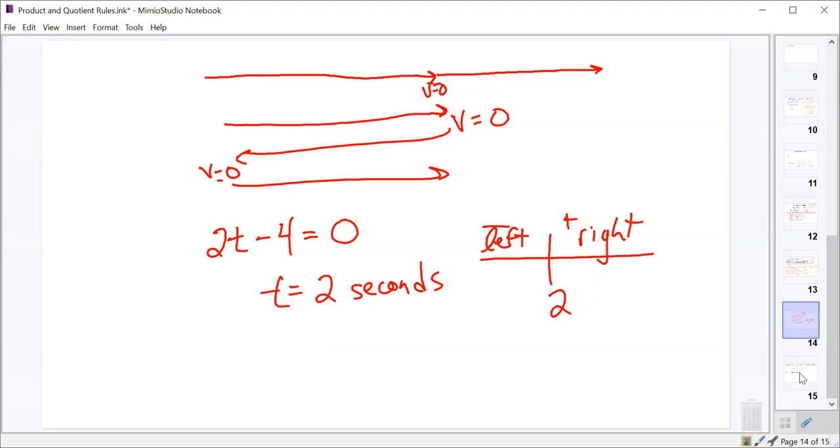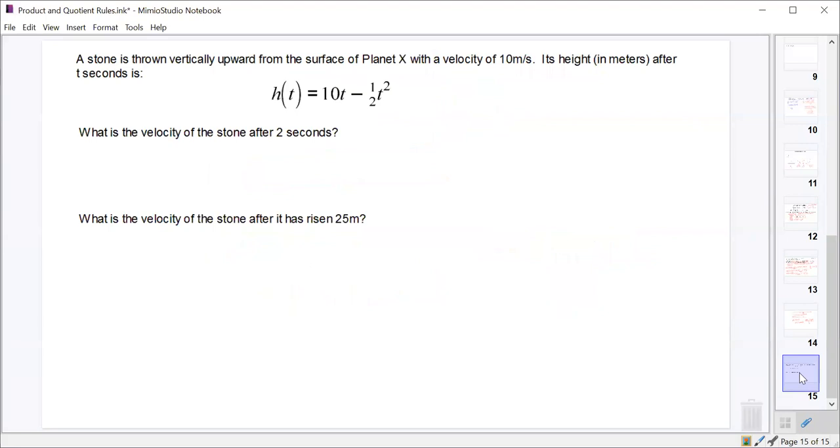All right, any questions on that motion problem? That took us way longer to get through than it should have, but that's my fault. All right, let's do one more quick one.